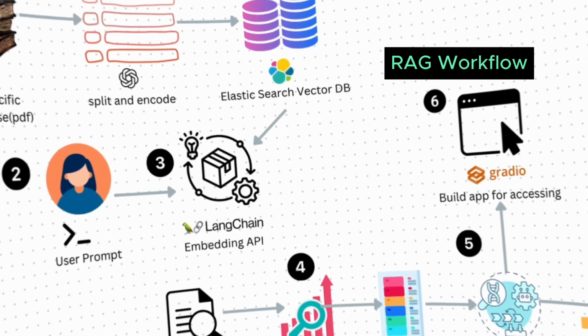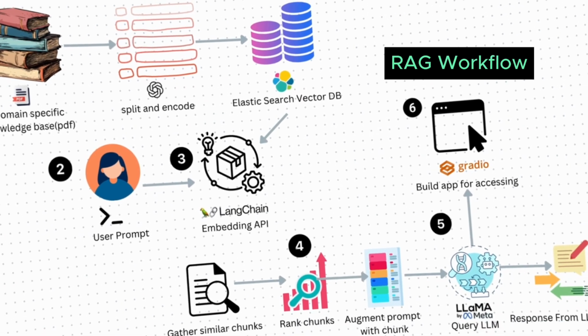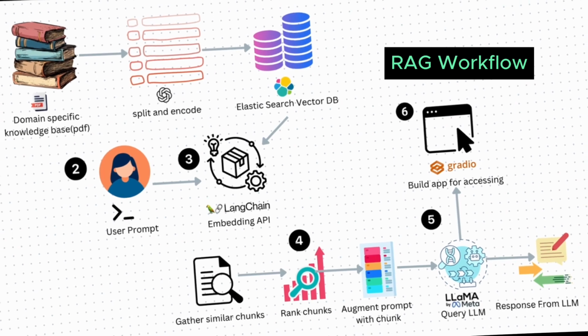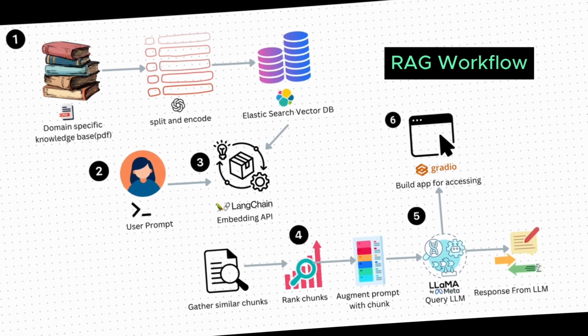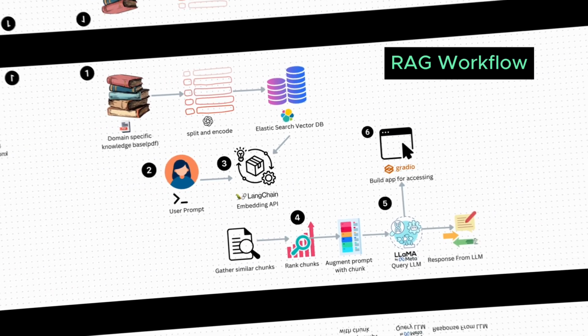This whole retrieval augmented generation workflow may seem complex, but let's start to build this one by one using a fine-tuned Llama model, Langchain APIs, and your custom PDF documents stored in our vector database.